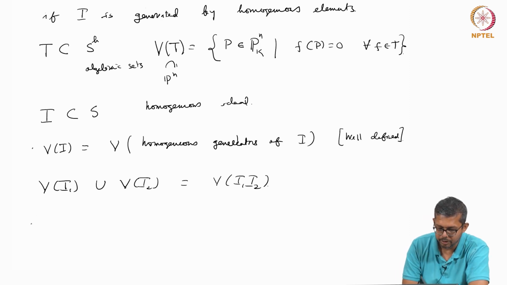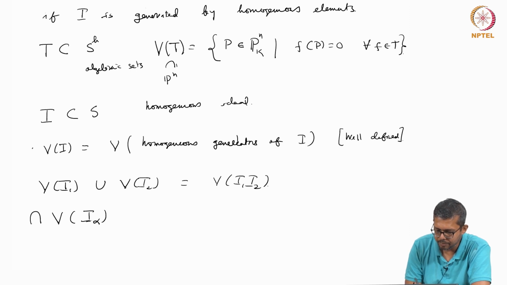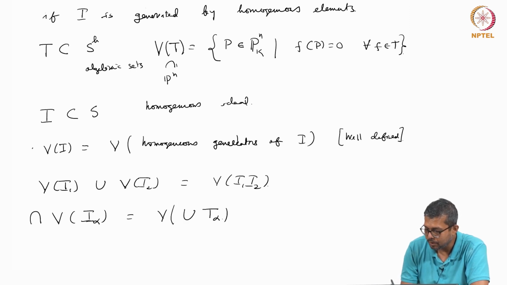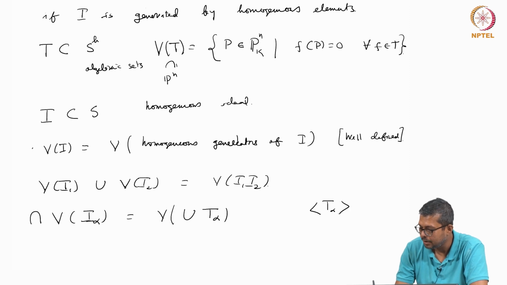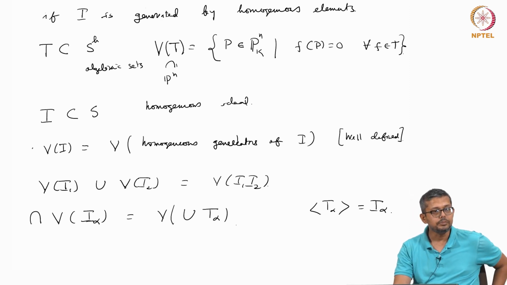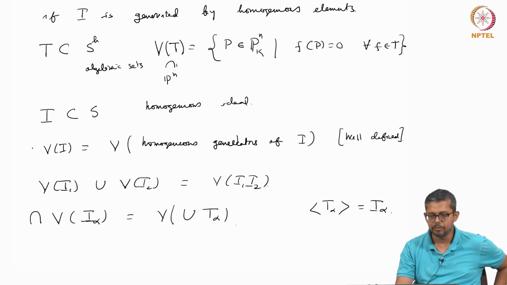This is about unit, and if you take the intersection, say V of I alpha, then this will be V of a union of T alpha, where T alpha are the homogeneous generators of I alpha. I alpha is generated by some set of homogeneous elements, so it will be V of the union. T alphas are homogeneous subsets, so the union is also homogeneous.